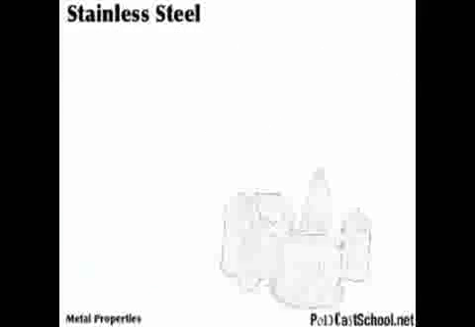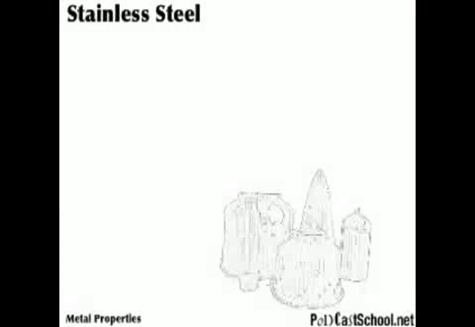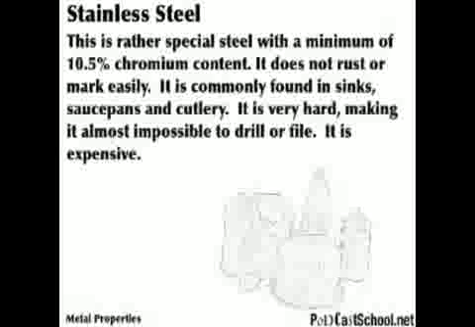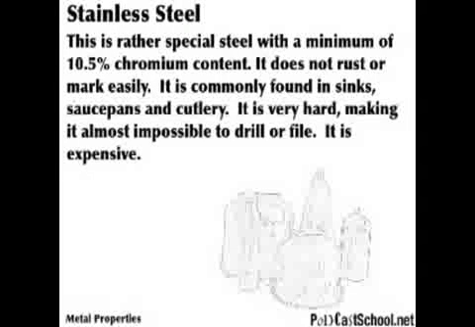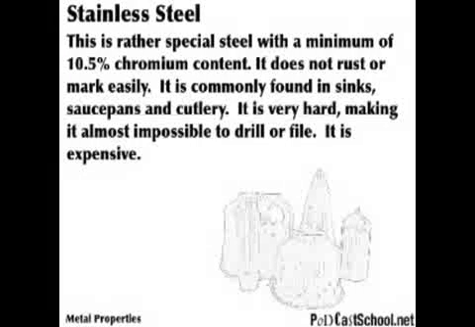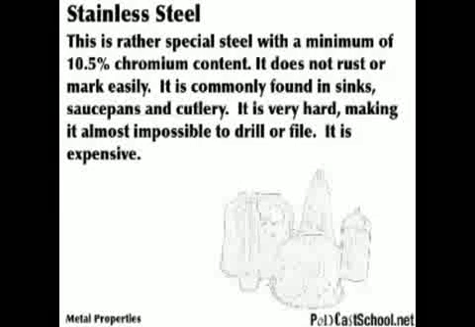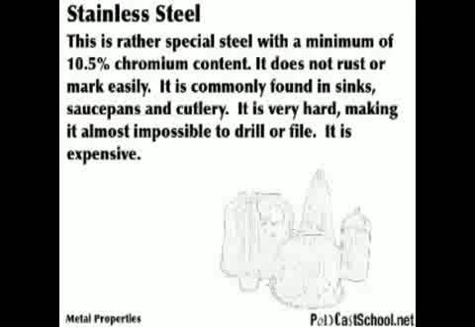Now, stainless steel, and you'll all have heard of stainless steel. It's the same again. It's a ferrous material, but this time it's very special because it has about 10.5% chromium. Now that means it does not rust or mark easily. It's commonly found in sinks, saucepans and cutlery, so the knives and forks that we use every day will be stainless steel. It's very hard, making it almost impossible to drill or file, and it is expensive. So those are the downsides to it.